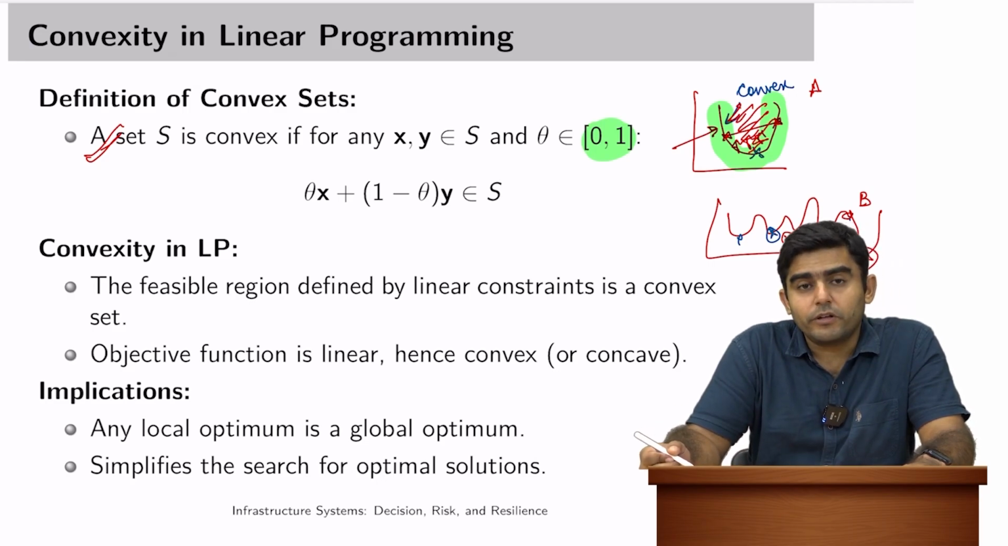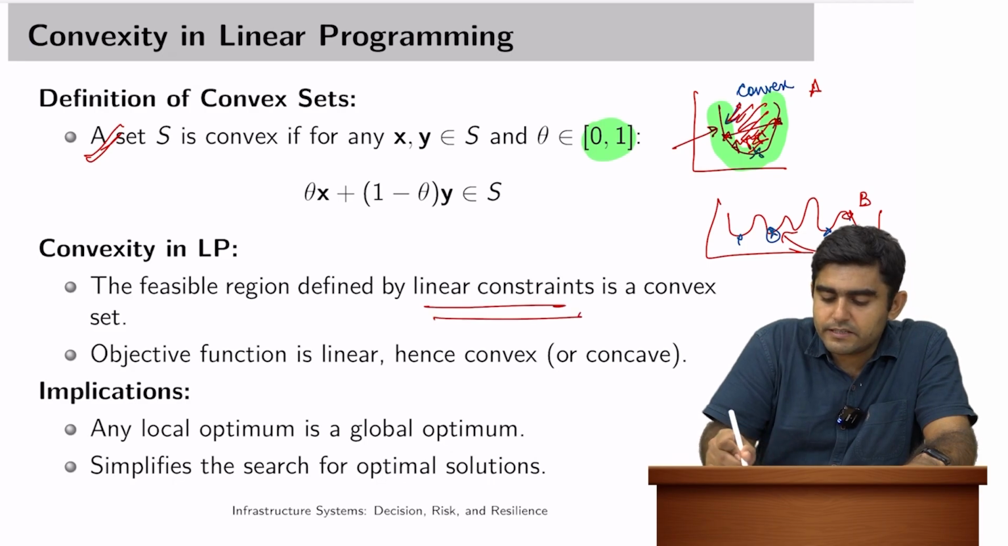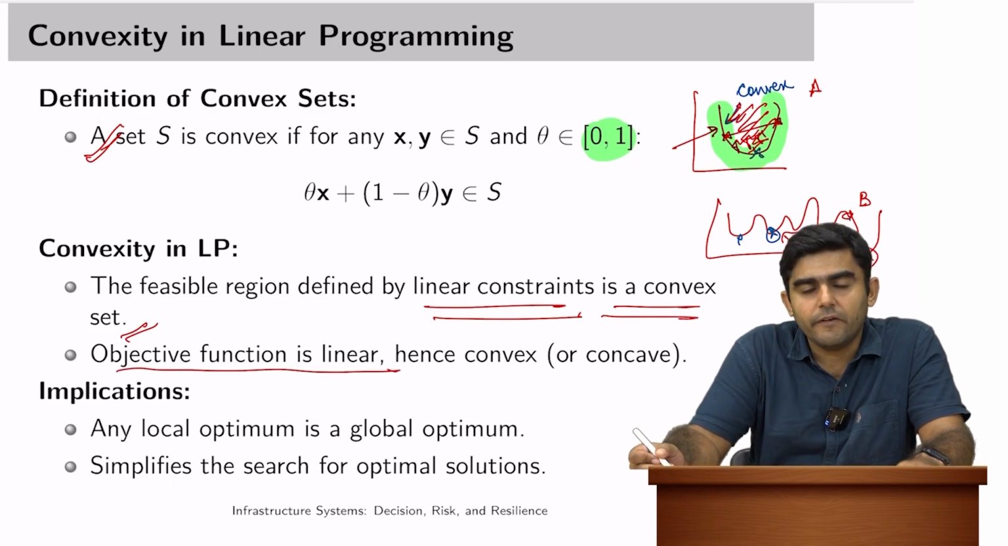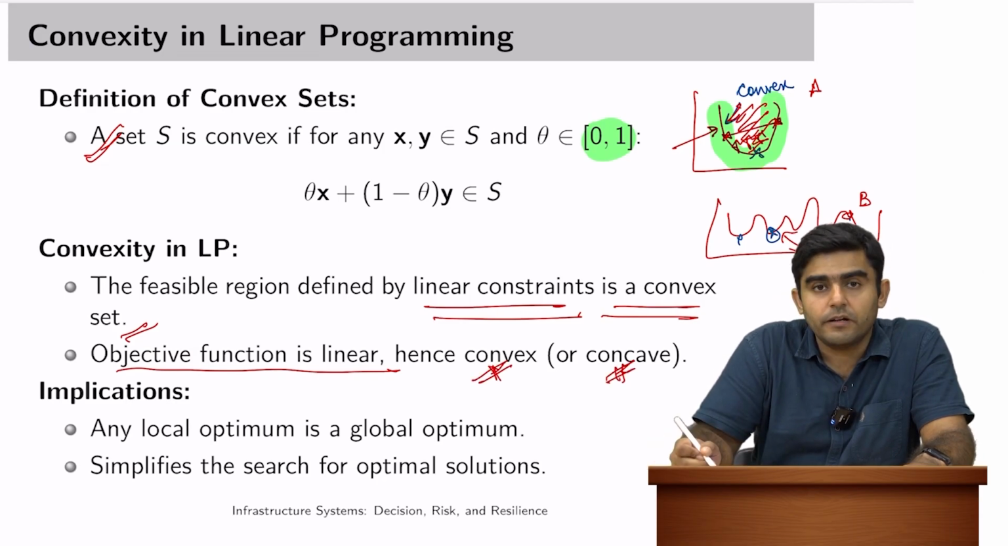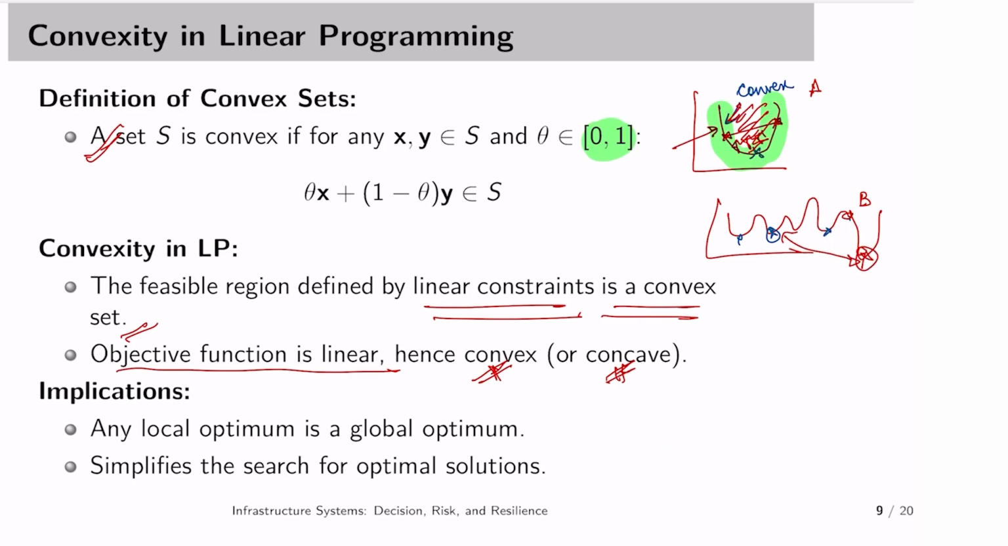Now, when we talk about linear problems, the feasible region that is defined by linear constraints is a convex set. The objective function itself is linear, and every straight line is convex as well as concave. Remember, I am not using the word strictly convex, because if you take any straight line and take 2 points on the straight line, all the points that would lie on this straight line are falling exactly on the curve.